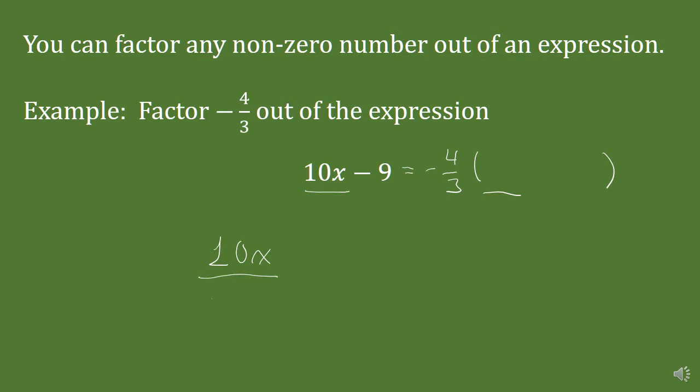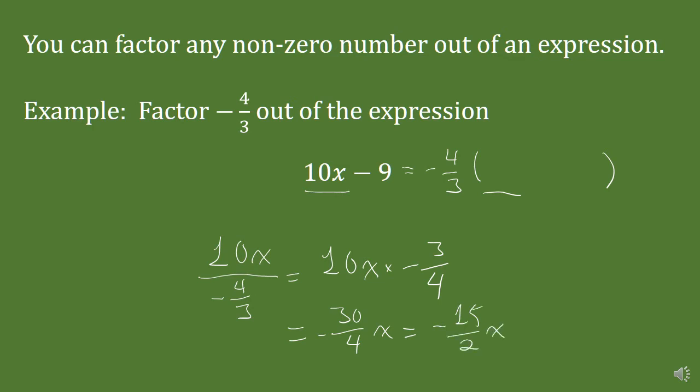Of course, you might be able to do this in your head, but you'll make fewer mistakes if you don't. So that's 10x times the reciprocal of negative 4/3, which is negative 3/4. So that is negative 30 over 4x. And these are both divisible by 2, so that's negative 15 over 2x. So here we put negative 15 over 2x.